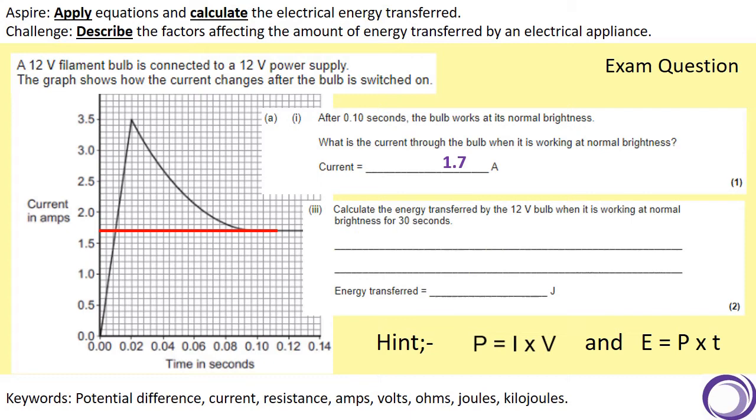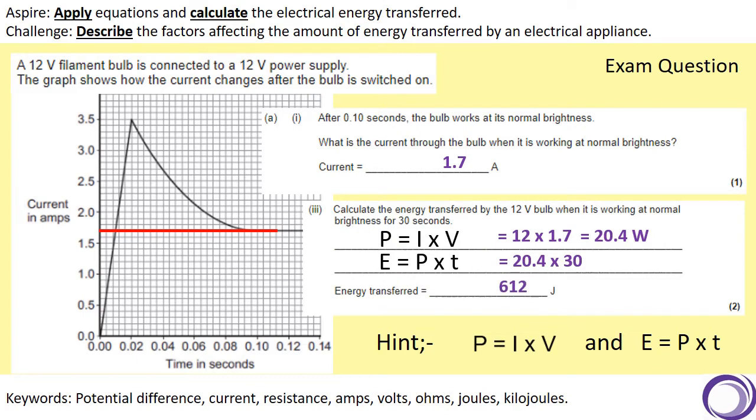Part 3, so we now know we've got 1.7 amps and we've got 12 volts, so it means that we can work out the power of the bulb, because the power is current times voltage. So power equals I times V, so current times voltage, so the power is 12 volts times the 1.7 amps that you've put in, which gives you 20.4 watts. If you know the number of watts, then you can work out the energy, because it's on for 30 seconds. So energy equals power times time. So energy is power times time. So that's 20.4 watts times the 30 seconds that it's on for, which is 612 joules.